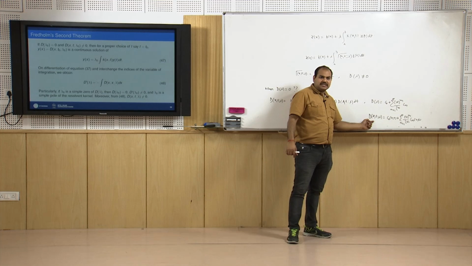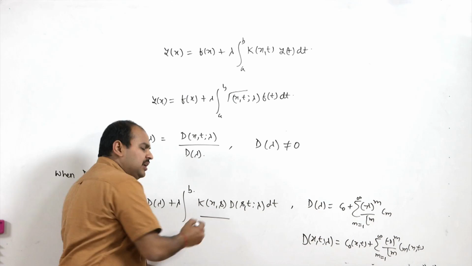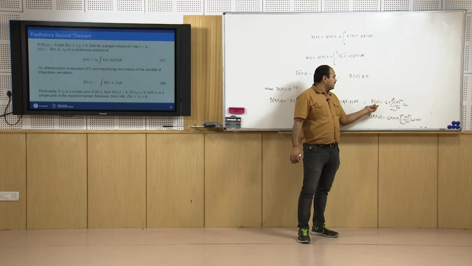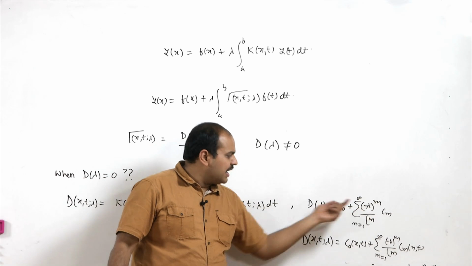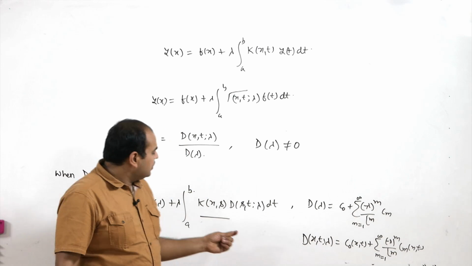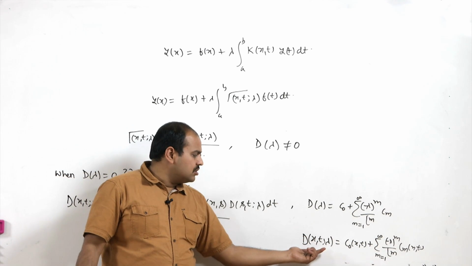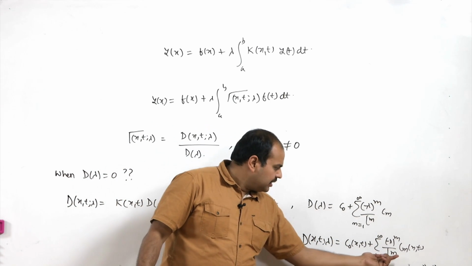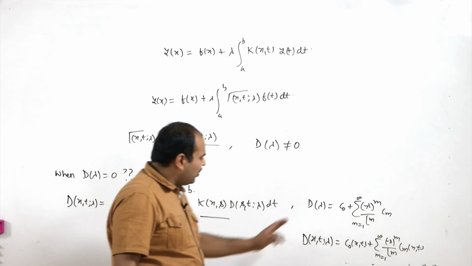So with the help of this equation and the expression for D of lambda, we have calculated the expression for D of x, t, lambda. We have also seen that if the kernel k is integrable and bounded, then the expression given for D of lambda is a uniformly convergent series in terms of lambda for all values of lambda. Similarly, under the condition that this kernel is integrable and bounded, D of x, t, lambda is also an infinite series that is uniformly convergent for all values of lambda. This we have already discussed.